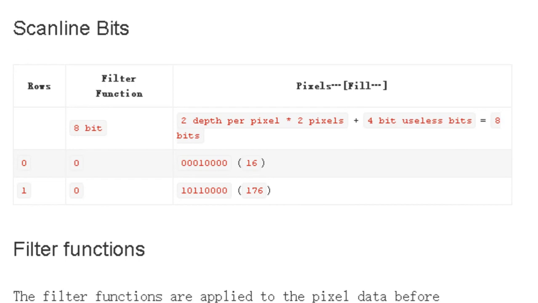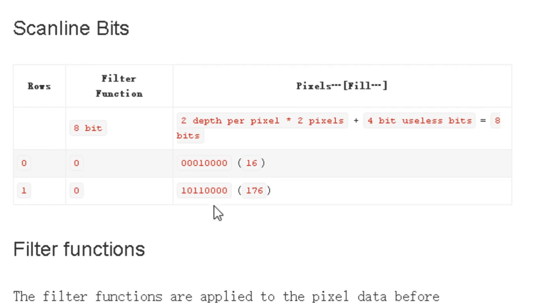Okay, so the first entry does not have a rows entry, and it's the filter function. It's 8 bits. And pixels fill is 2 depth per pixel multiplied by 2 pixels, right? So 2 depths per pixel times 2 pixels, and then we're going to add 4 useless bits, which equals 8 bits. The next entry is rows 0, filter function 0. It has what appears to be a binary string, 3 zeros, a 1, and then 4 zeros, and that is 16.